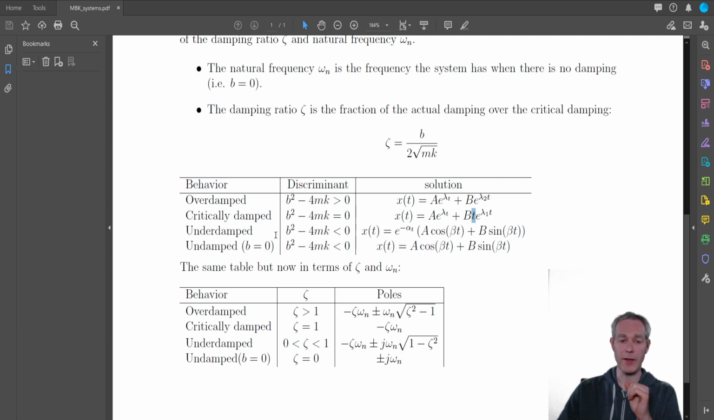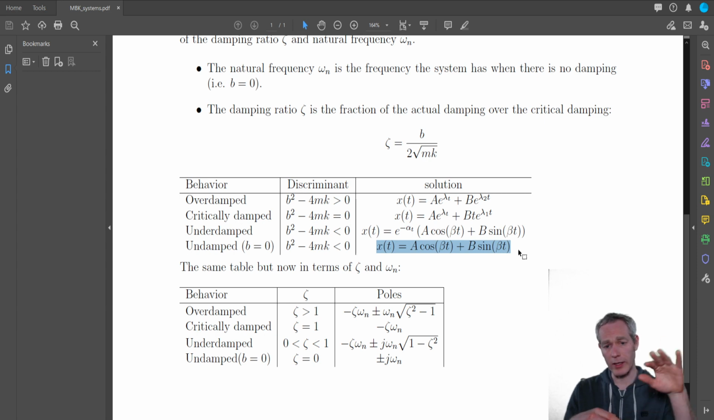If the discriminant is negative, we know that we get complex roots, so we'll get a combination of an exponential and 2 sinusoidal functions, a cosine and a sine function. But in the specific case where we have no damping, we get a purely sinusoidal output, the combination of a cosine and a sine, where there is no decay. So the oscillations don't increase, they don't decay, they just stay constant.